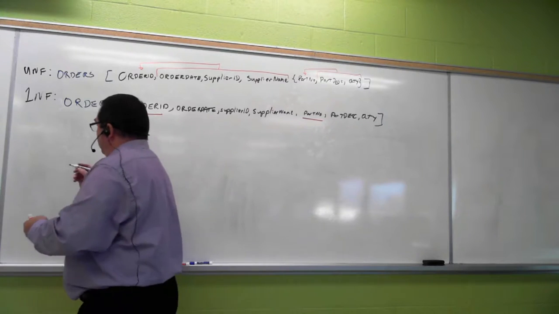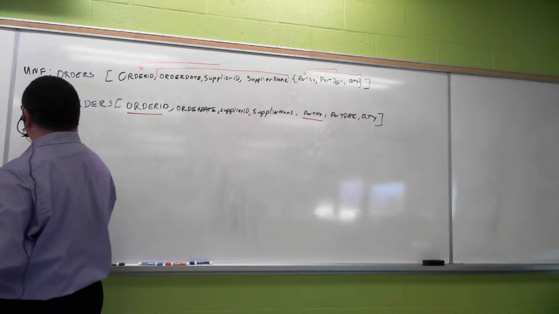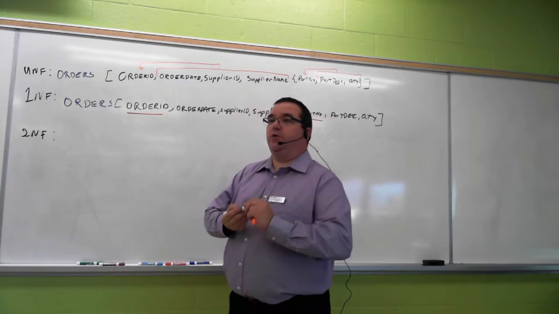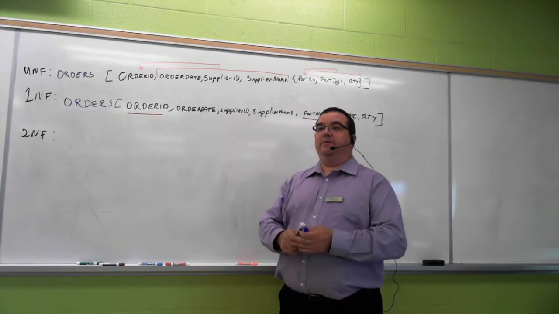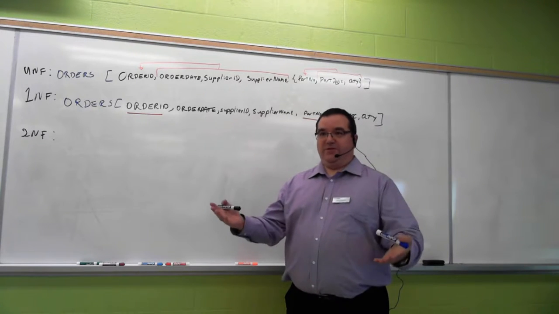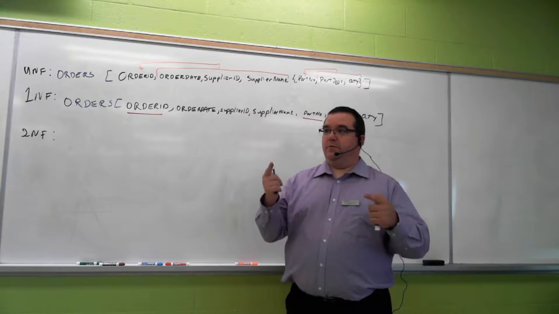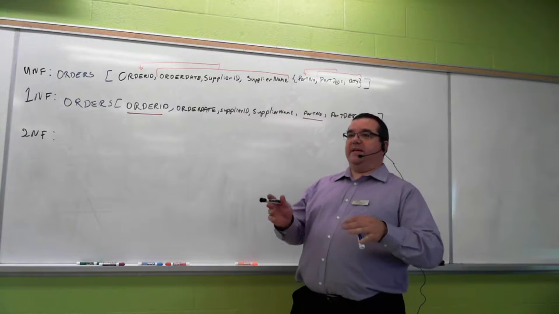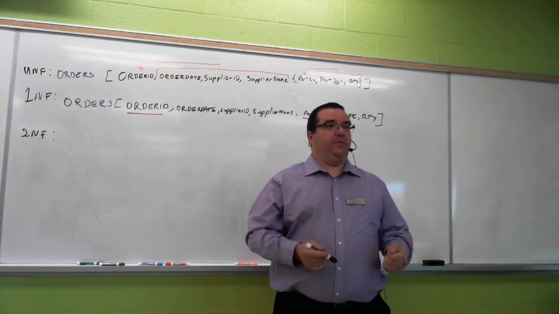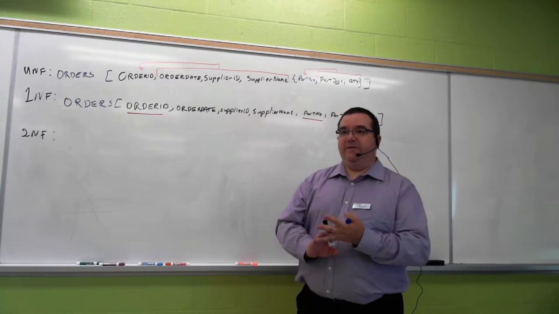Now, second normal form. What's the definition of second normal form? First, you have to be in first normal form and, right. So that's known as partial dependencies. So you want no partial dependencies. And it has to be in first normal form.